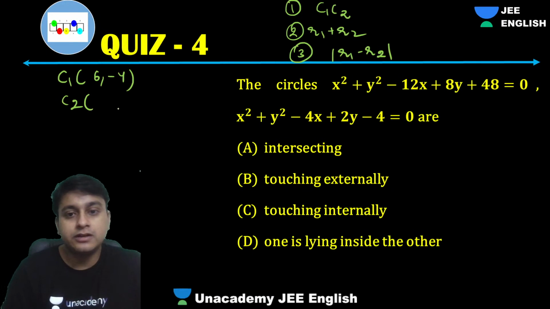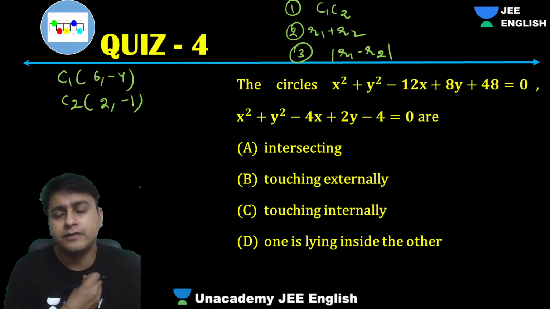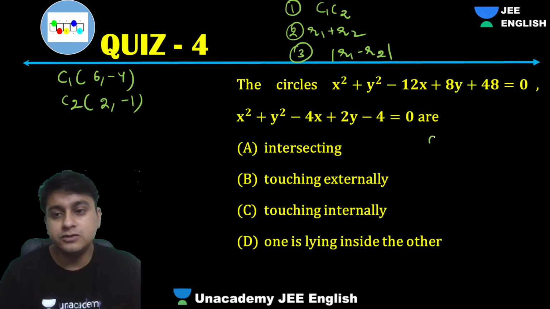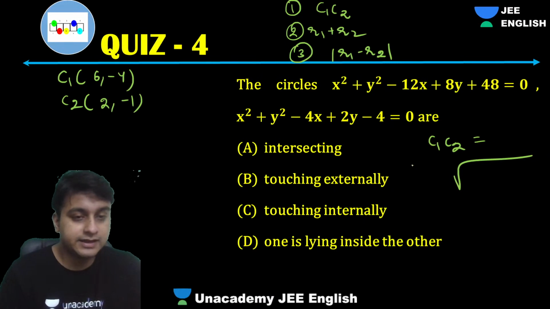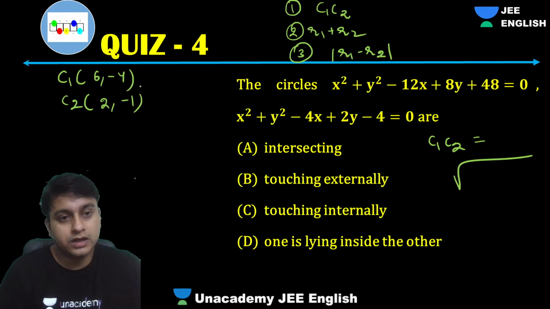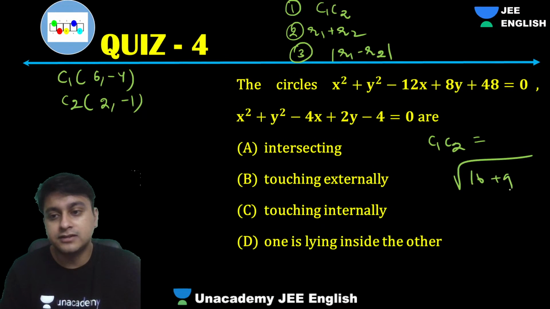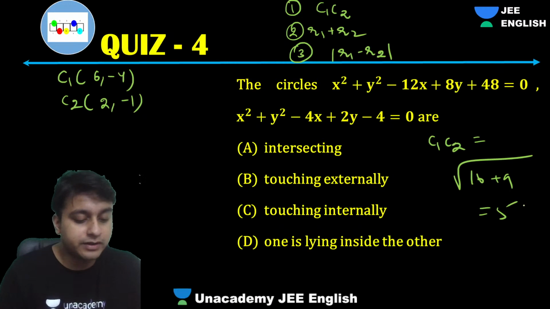And C2 will be what? 2 comma minus 1, half of this. So it's 2 comma minus 1, right? Yes. So what is C1 C2 coming out as? Let's see. 6 minus 2 is 4, squared 16, and plus 9, that is coming as 5. C1 C2 is coming as 5.